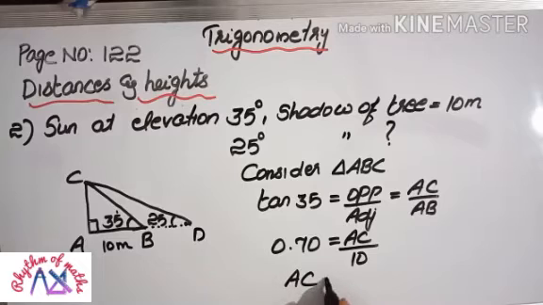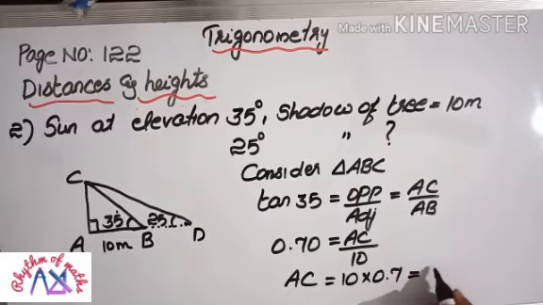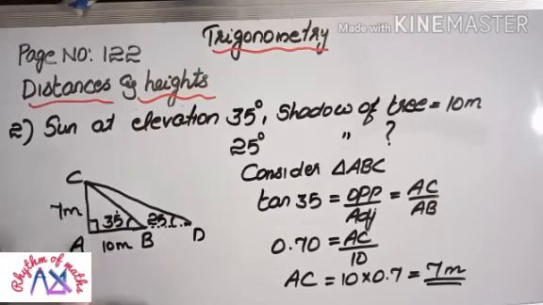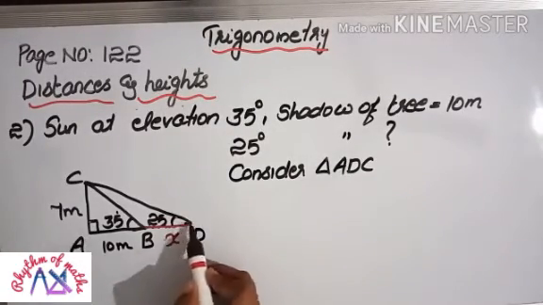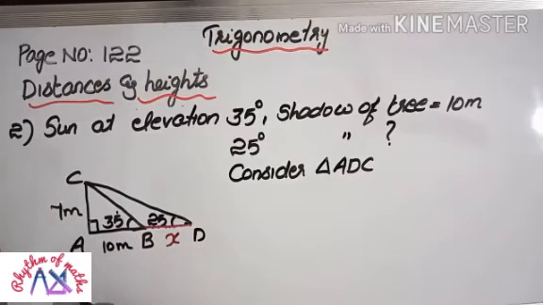Now tan 35 is 0.70, equal to AC by 10, AB is 10. Now AC equals what? 10 into 0.7 means it will be 7 meter. That means this tree's height is 7 meter. Now next we can find AD by considering the second triangle. So next let's consider triangle ADC. Here also AC is a common part. That measurement we already found, that is 7 meter. So in the second case we can consider the tree's height as 7 meter.